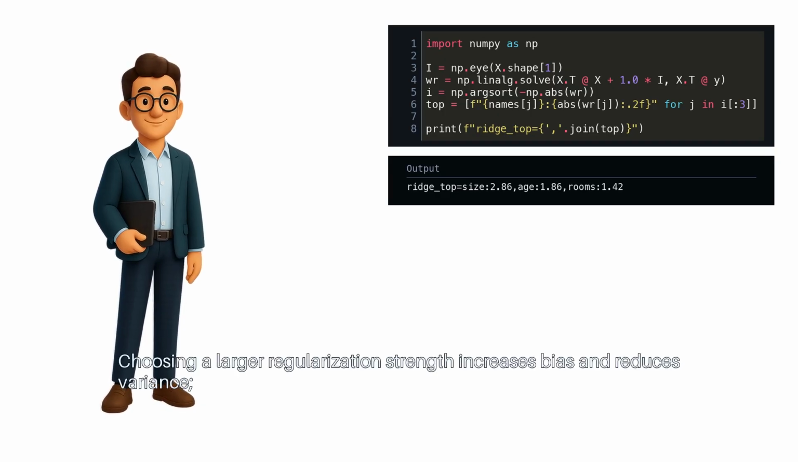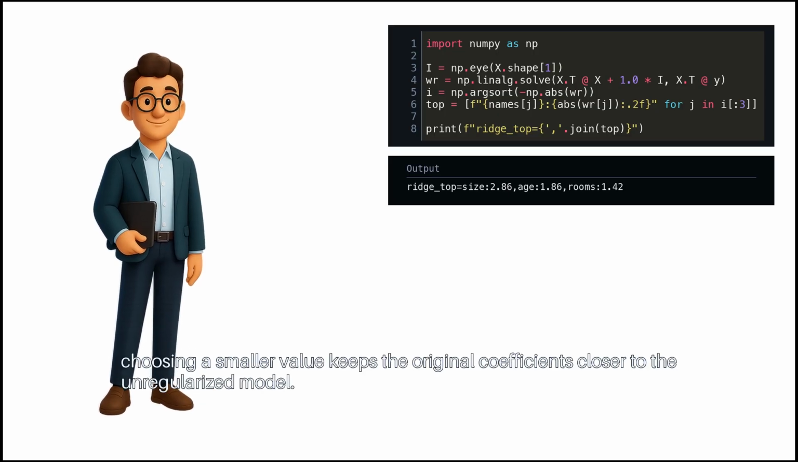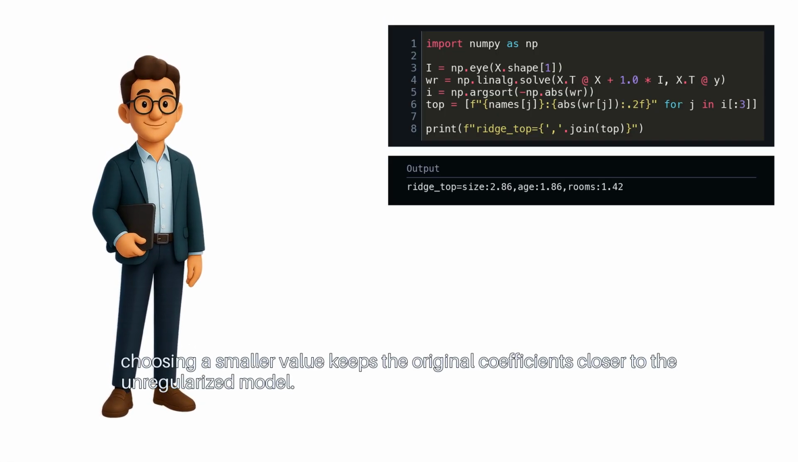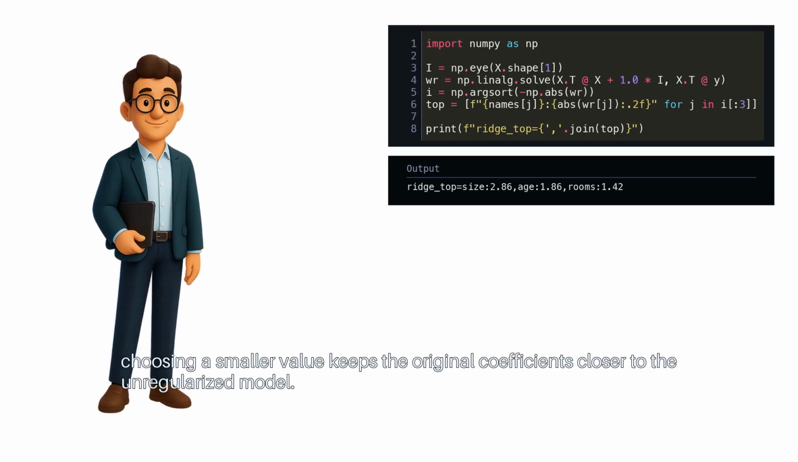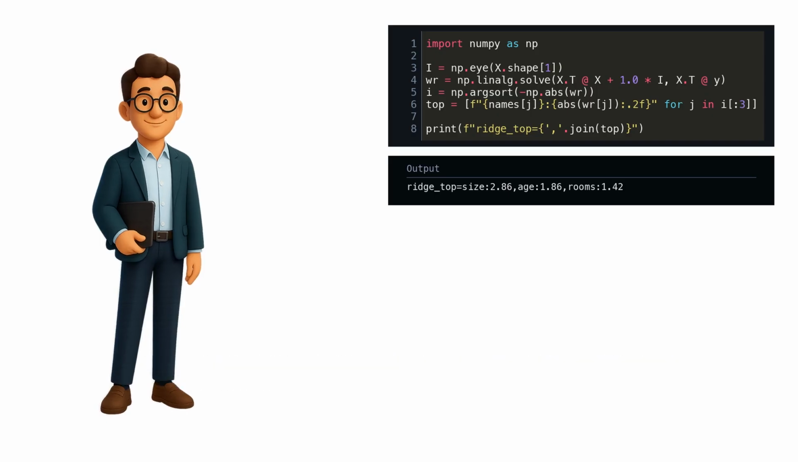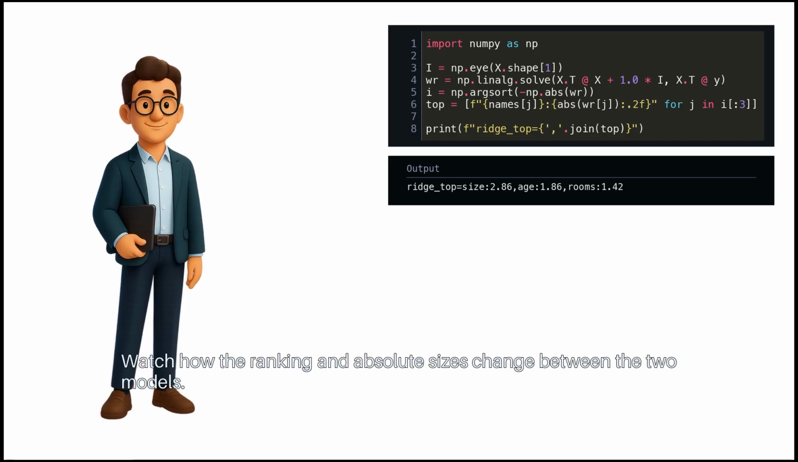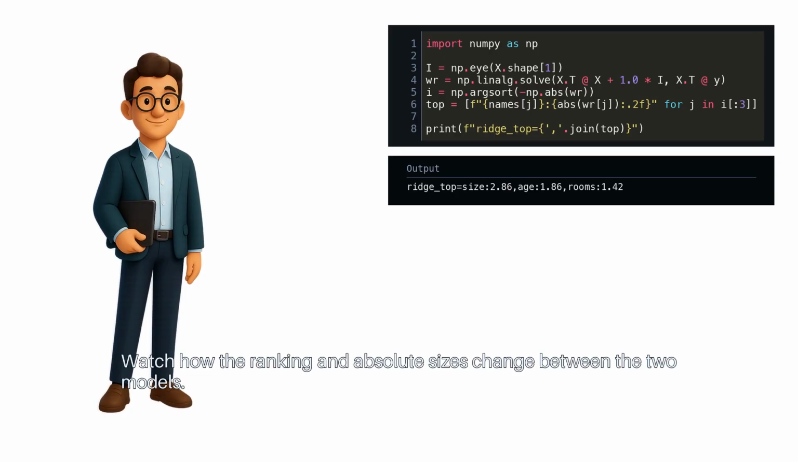Choosing a larger regularization strength increases bias and reduces variance. Choosing a smaller value keeps the original coefficients closer to the unregularized model. Watch how the ranking and absolute sizes change between the two models.